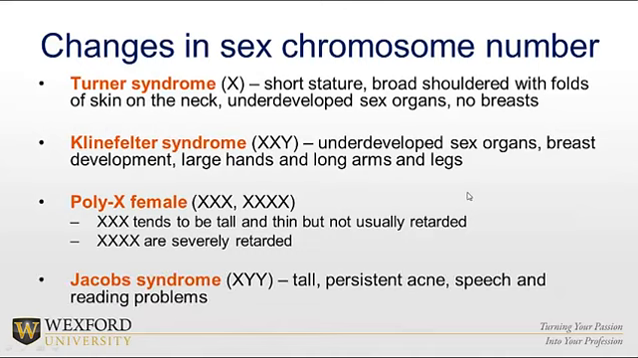Lastly, we have Jacob syndrome. So we have XYY. So once again, same concept here, where we have extra expression of those genes on the Y chromosome. They tend to be tall, with persistent acne, speech and reading problems.